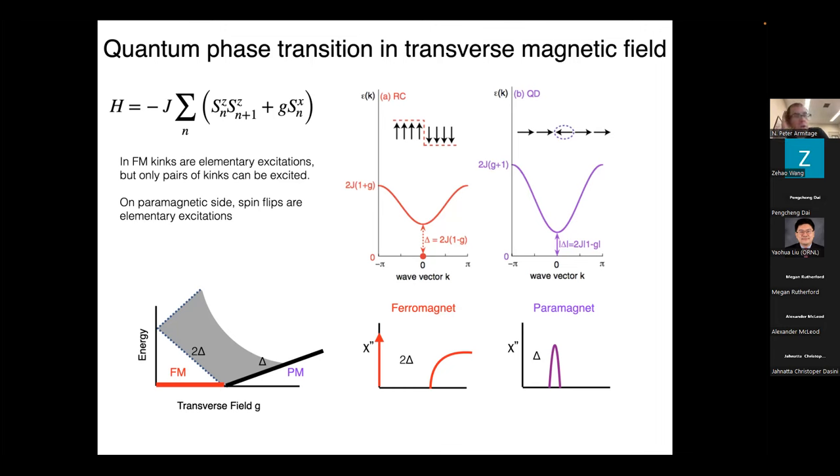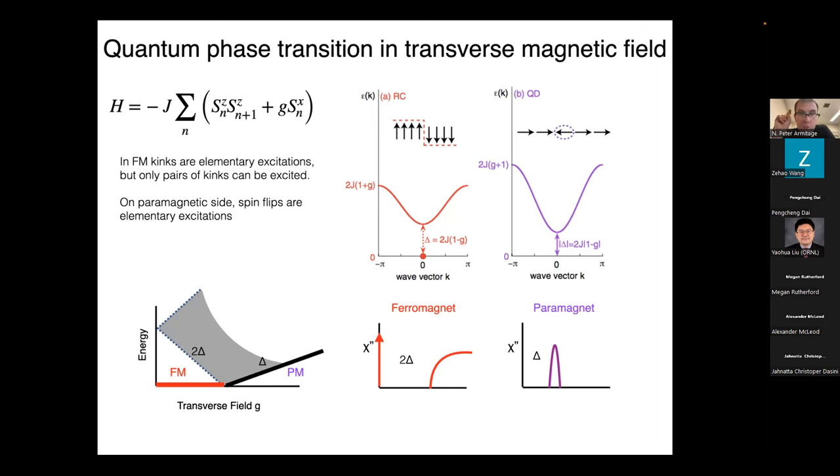On the quantum disordered side, which is also what we would call the high field side of this transition, also called the paramagnetic state, the excitations of the system are just spin flips. So I take one of these spins and I flip it against the field. And that, written there in purple, has a very similar form, 2J times (1 minus g).